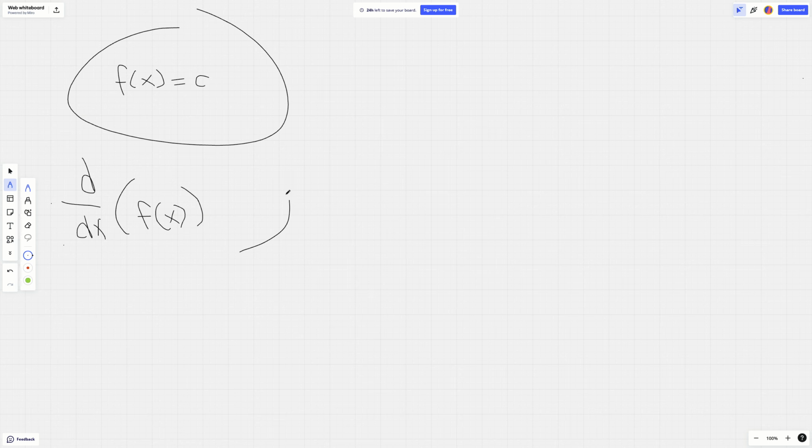Well, let's go back to our constant function f of x, which we said was equal to c. Let's use our limit laws to calculate the derivative of f of x. We're going to take the limit as our horizontal distance h approaches 0 of f of x plus h minus f of x, or y1, divided by h.